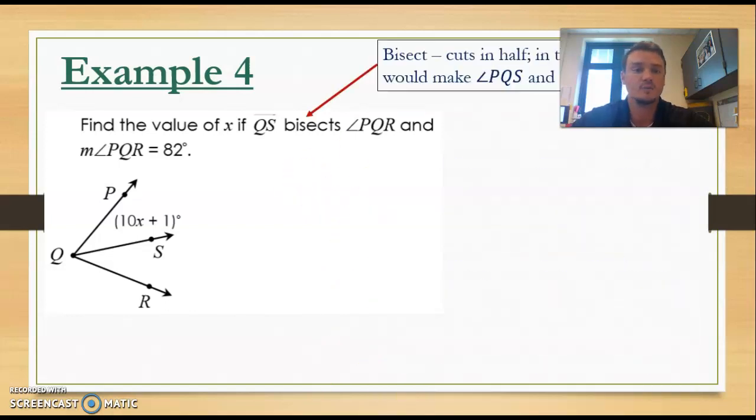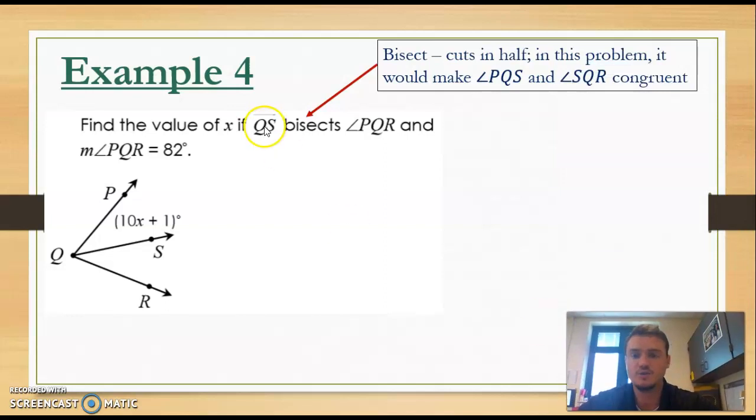So when we read this problem and it says that QS bisects angle PQR, what they're saying is that this ray, QS right here, cuts this whole angle PQR basically into two equal pieces. So bisect means it cuts in half. So it means that PQS, this angle, is the same as SQR, this angle.